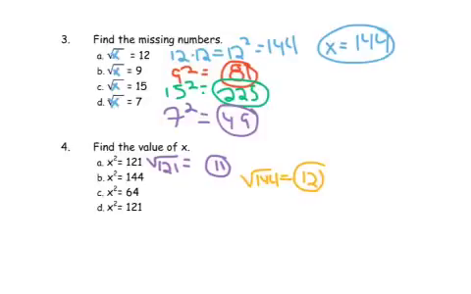X squared equals 64, so if I take the square root of 64, I get 8. And lastly, which is one I already did, the square root of 121 is equal to 11.